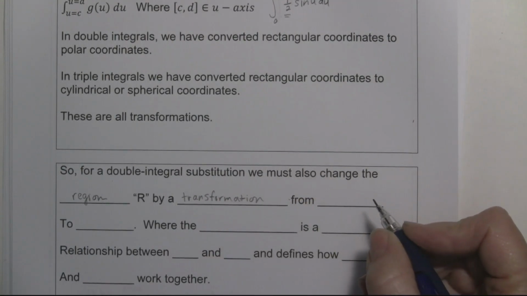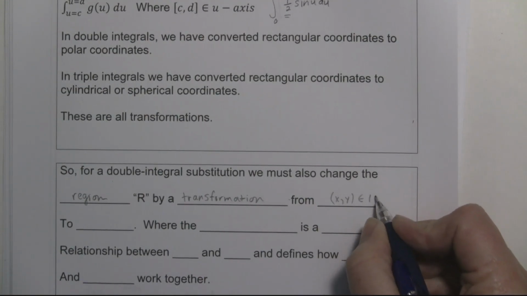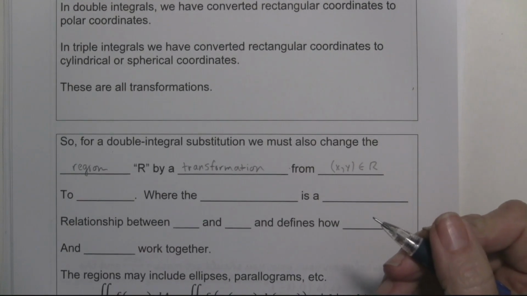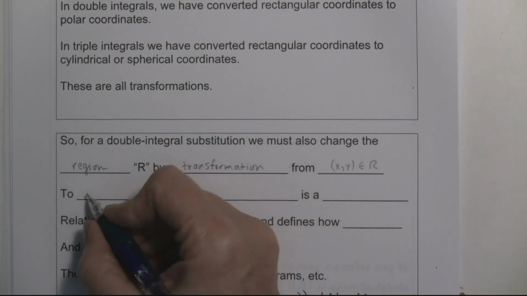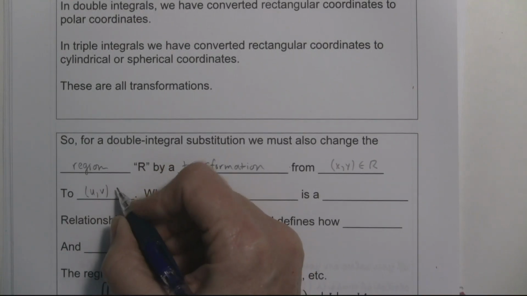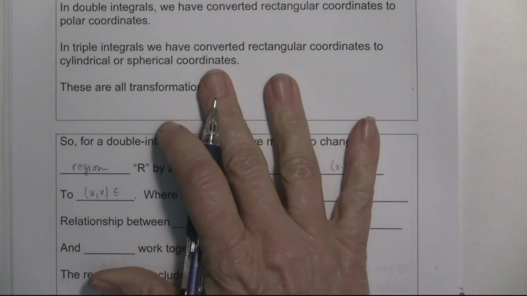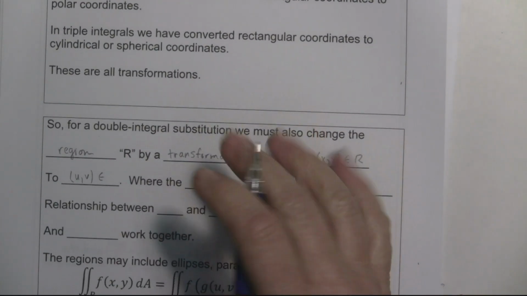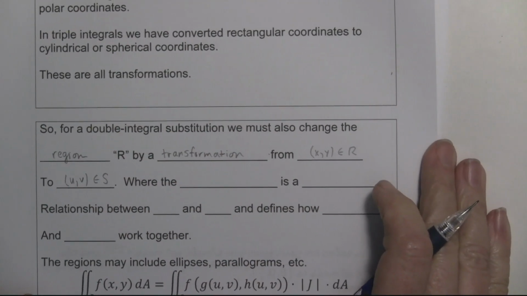I'm happy. From (x, y) an element of R to, and then you can call your substitution whatever you want. So you can do U and V. That's pretty common to use U and V, because this is an ordered pair that we're substituting, which is going to be an element of something new, something different. So here was along the x-axis, then along the u-axis. So from R, and now call it S, just because that's next in the alphabet.